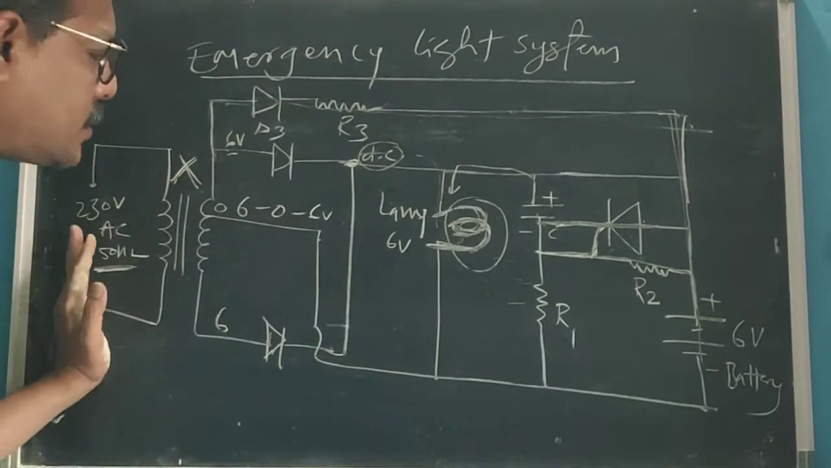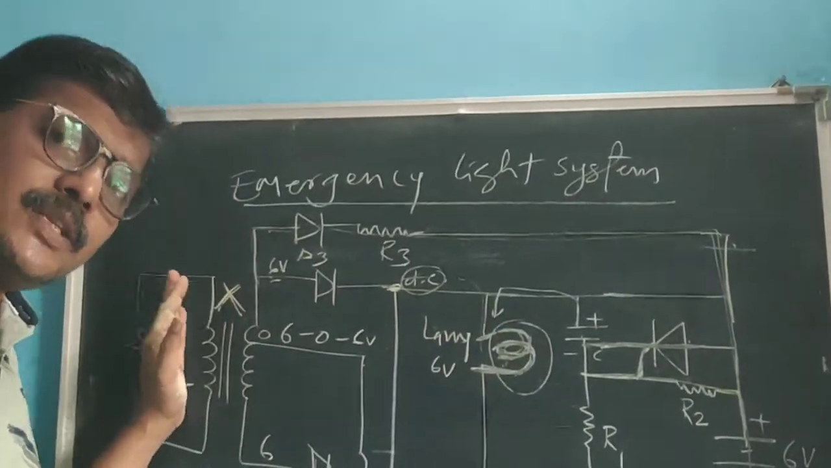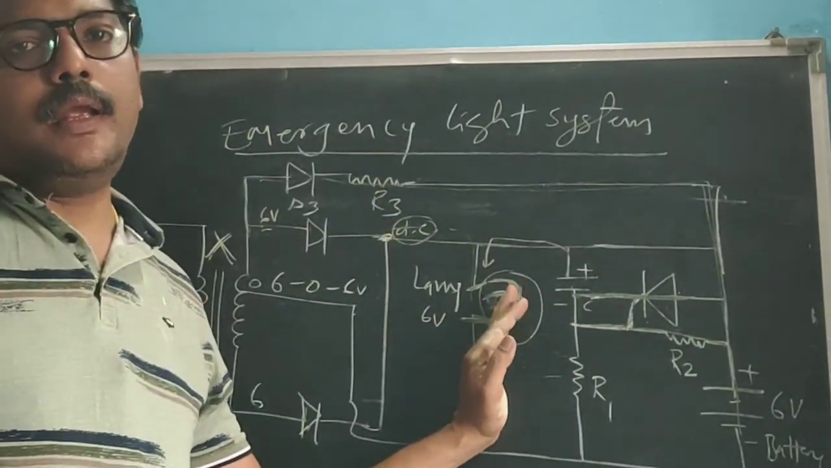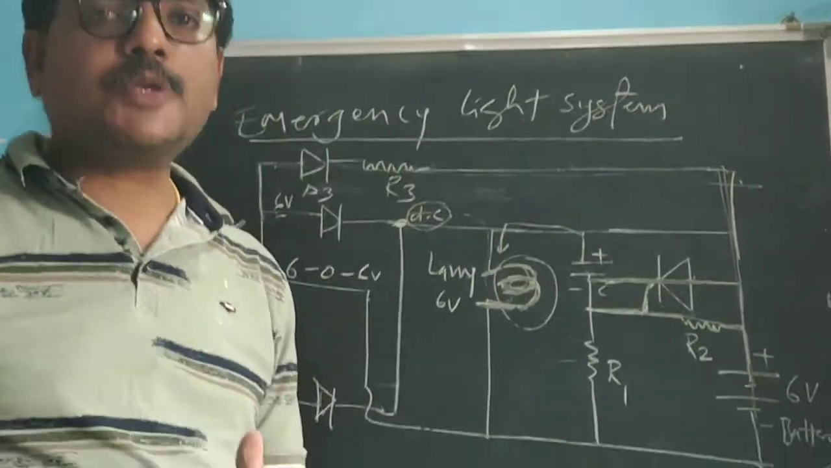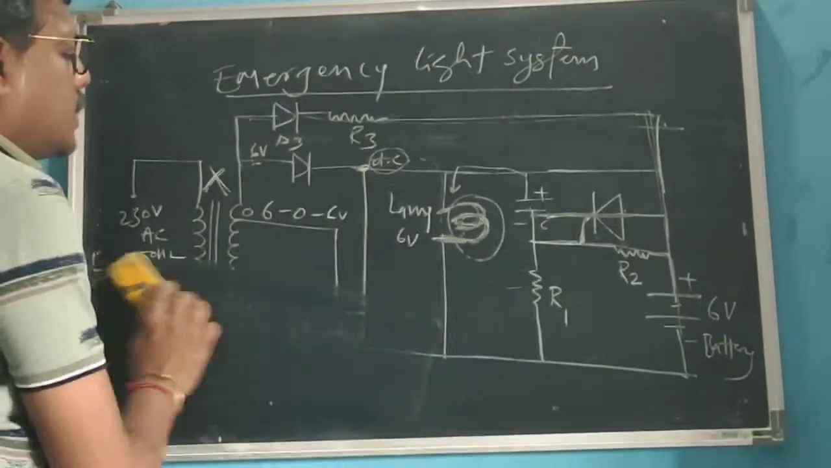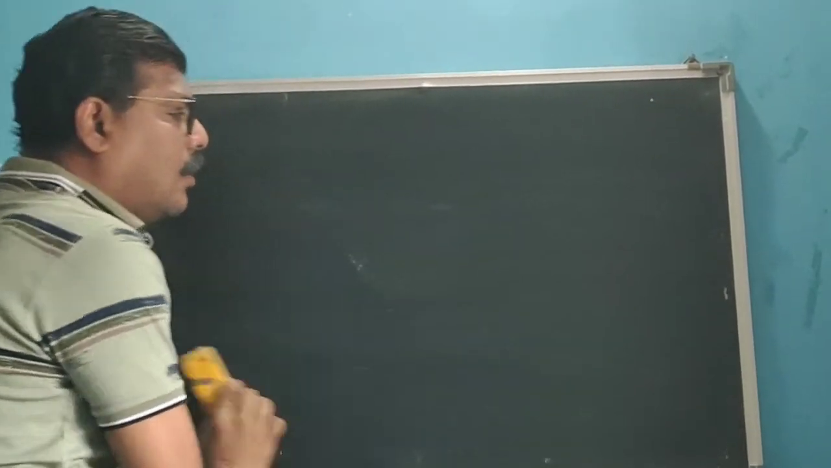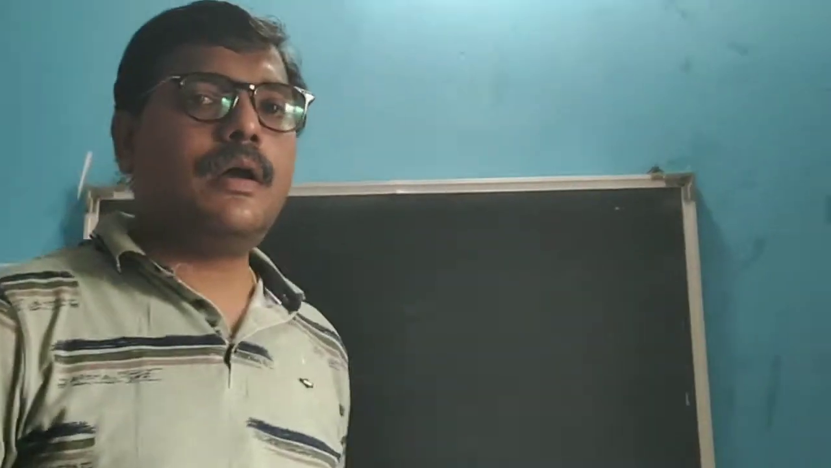It means in the presence of AC, the lamp is glowing, and in the absence of AC, the lamp is also glowing. In both conditions the lamp is glowing. That's why this system is called the emergency light system. So this is the overall syllabus of your subject Basic Power Electronics.